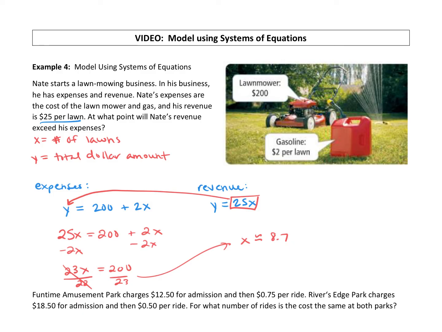But he can't mow 8.7 lawns. And the question is, at what point will Nate's revenue exceed his expenses? So it's going to take 8.7 lawns, which we know he can't mow exactly that amount, for the revenue to catch up to what he spent or what he's spending. So he actually has to mow more than that. So we are going to round up. Nate needs to mow 9 lawns in order for the revenue to exceed his expenses. All right, so there it is, just written out in a sentence. That is answering the question.